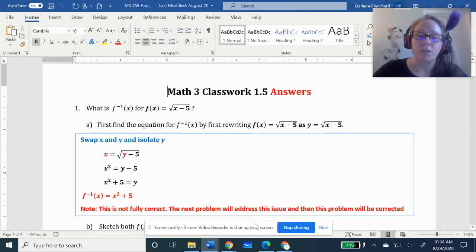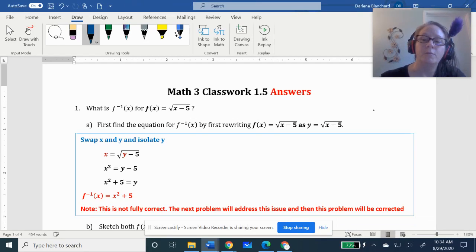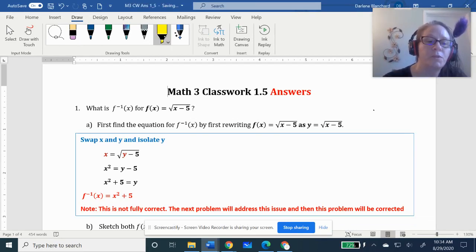And now I'm going over to the answers to show you there. You can see here the swap x and y, and then we are going to isolate the y variable. First, squaring both sides, and that undoes the square root, it'll be gone. Then add 5 to both sides, and that now is our inverse of f of x function.